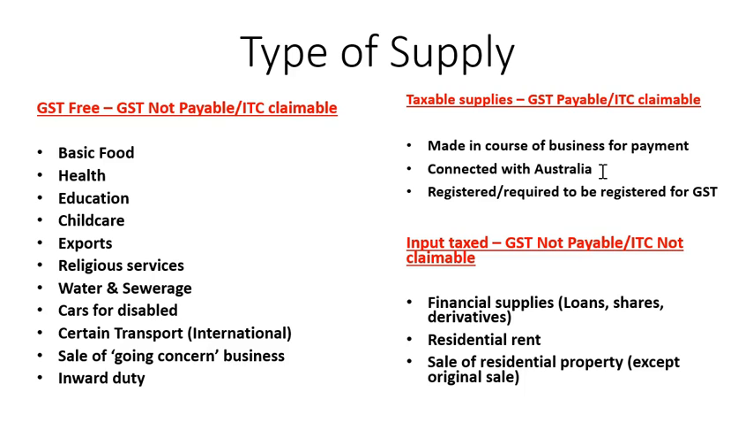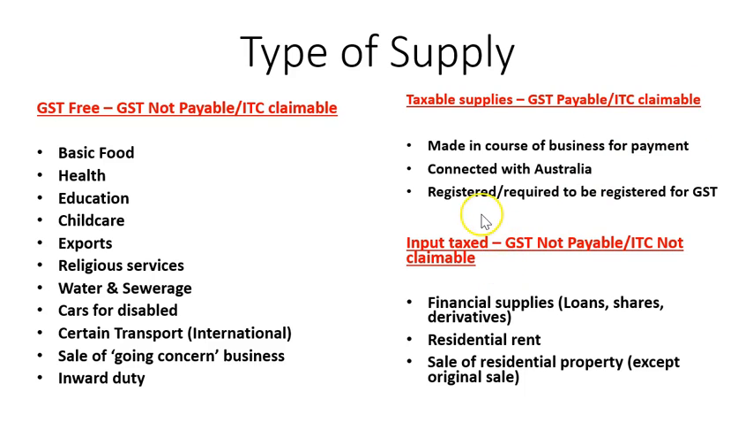Also, for a taxable supply, you need to be registered or required to be registered for GST. So effectively, taxable supplies is anything that doesn't fit into the GST-free or input taxed categories. Again, for taxable supplies, input tax credits are claimable.